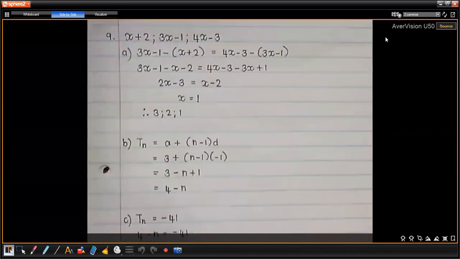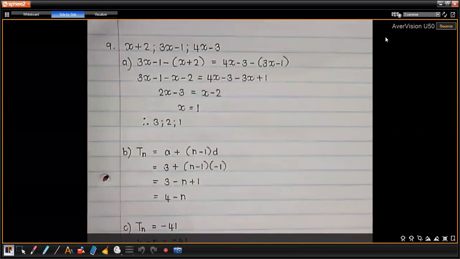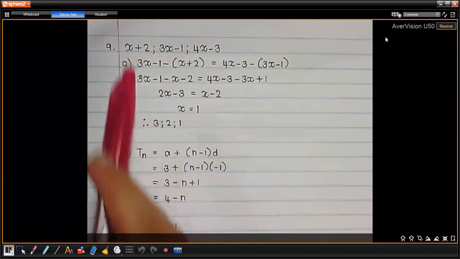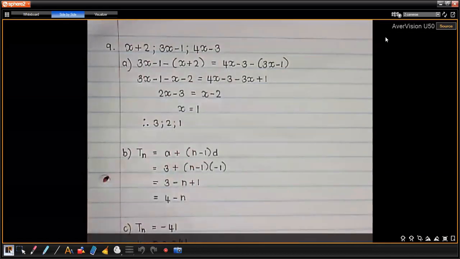Then number 9 was the last one. So 9A was like that example that we did yesterday, where they gave you the first 3 terms and you must find x. So I did term 2 minus term 1 is equal to term 3 minus term 2, because it has that constant difference there. And then I just got that x is equal to 1, and they actually also asked for the first 3 terms in this case, in the same question. So you just sub in 1 into each of them, you get 3 to 1 is the first term.